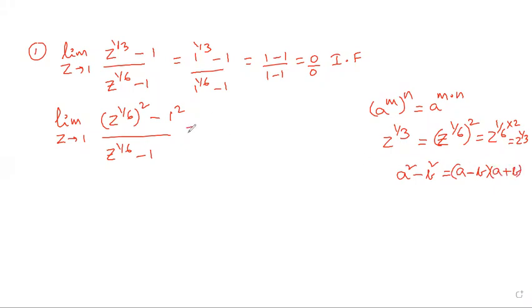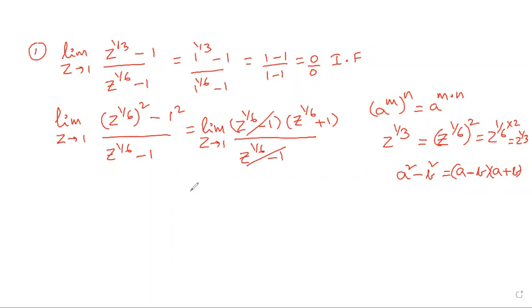Now write it down. Limit z tends to 1 of (z^(1/6) - 1)(z^(1/6) + 1) / (z^(1/6) - 1). These two terms cancel. Now substituting z as 1, we get 1^(1/6) + 1, which is 1 + 1, so the answer is 2. Is it clear, everyone?